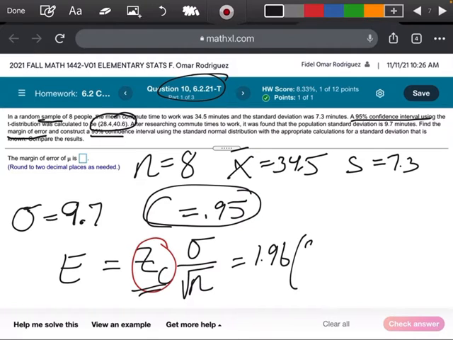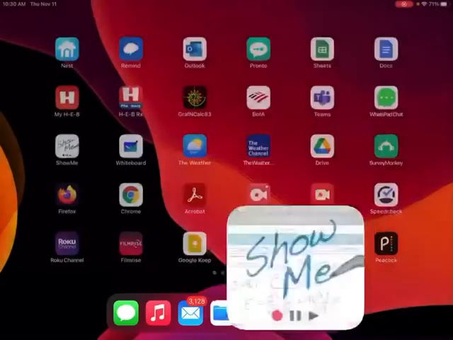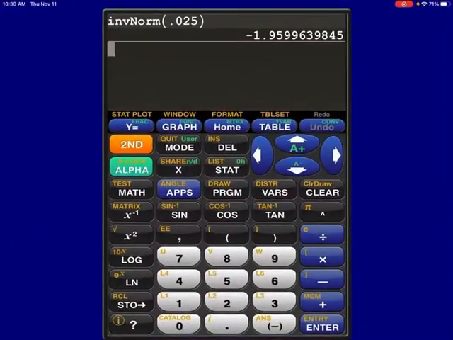All right, so now we just found that number. So we're going to go 1.96 times sigma, which is 9.7, divided by the square root of 8. This is going to give me my error. Let me grab my calculator again.